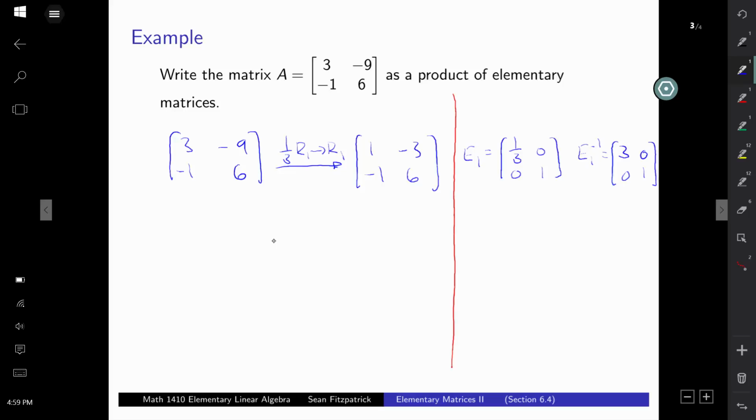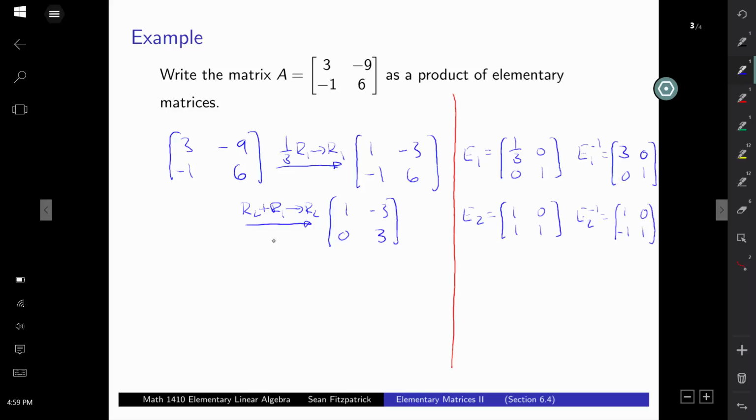Okay. Next up, what am I going to do? I'm going to use my leading 1 to get rid of the minus 1 below it. So I'm going to do row 2 plus row 1 as my new row 2. That gives 1 minus 3, 0 3. So E2 is going to be 1, 0, 1, 1. And for the inverse, instead of adding, I subtract: 1, 0, minus 1, 1.